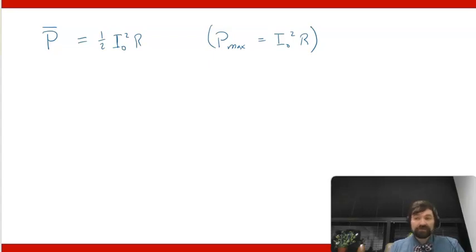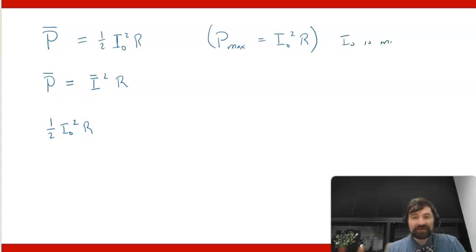Now, let's find what current this is equivalent to. So this average power should be equivalent to something like an average current squared times R. So we basically just said that 1/2 of the maximum current squared times R. Remember that I0 is maximum current. 1/2 of I0 squared R is equal to I average squared times R. And that means that I average is 1 over square root 2 times I maximum.